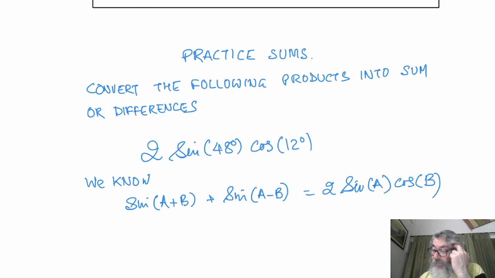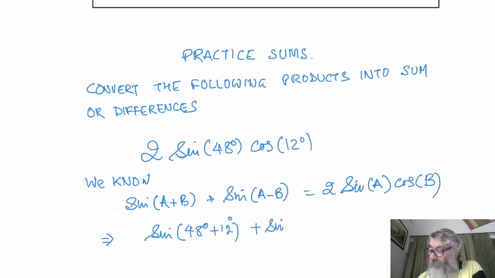That means A is 48, B is 12. I can apply this formula. It means sine 48 degree plus 12 degree plus sine 48 degree minus 12 degree. This will come out to be sine 60 degree, and this will come out to be sine 36 degree.